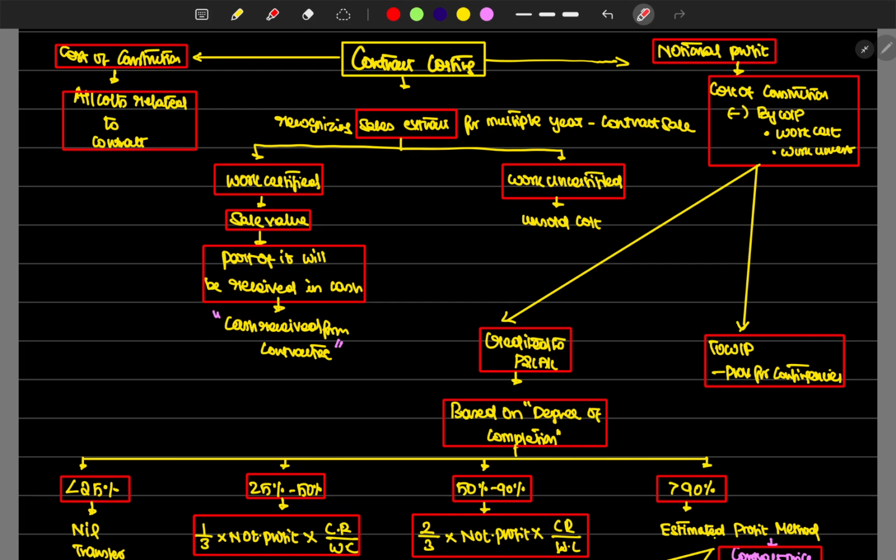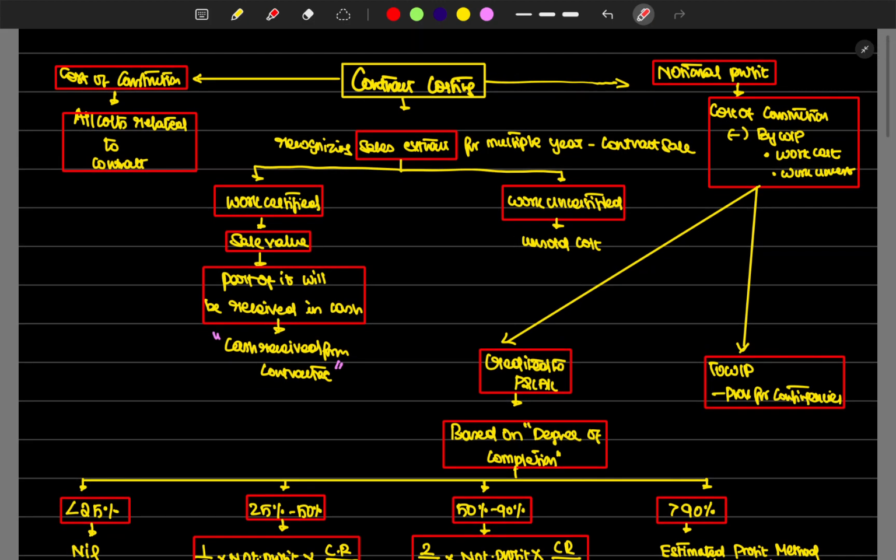Then after we recognize the sales, what we have is the notional profit. Whatever we have considered as cost and considered as sales, if we deduct that, we'll get the notional profit. Notional profit is work certified plus work uncertified minus cost of construction. What is the notional profit? Notional profit is the imaginary profit, not the actual profit.